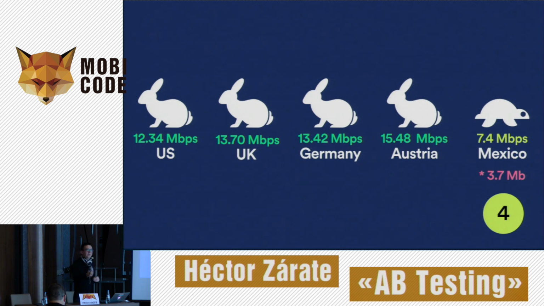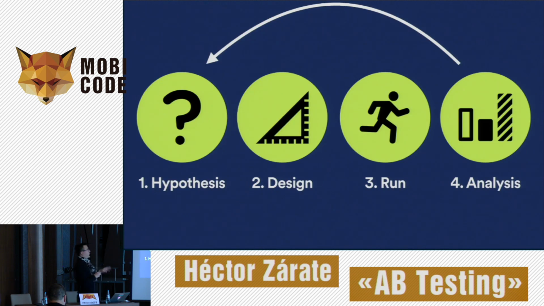We dive deeper into the metrics, so we collected the speeds for all of these markets. And you can see that all these 4 markets have very high mobile internet speeds, and Mexico has almost half of that, at 7.4 megabits per second. But also, 4G coverage is not that good in Mexico. So usually you will have 3G, which is 3.7 megabits. Pretty slow.